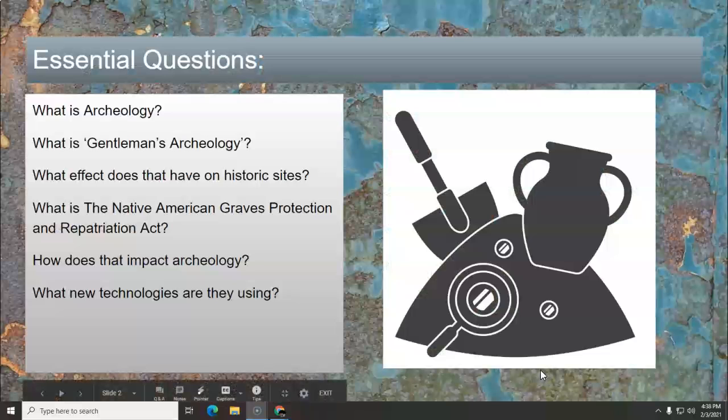So, some essential questions. What is archaeology? What is gentleman's archaeology? What effect does that have on historic sites? What is the Native American Graves Protection and Repatriation Act? How does that impact archaeology, and what new technologies are they using?